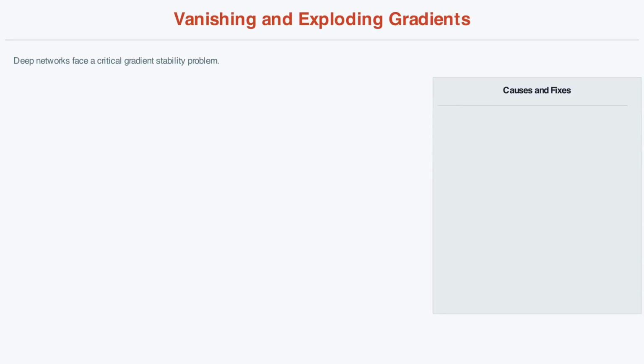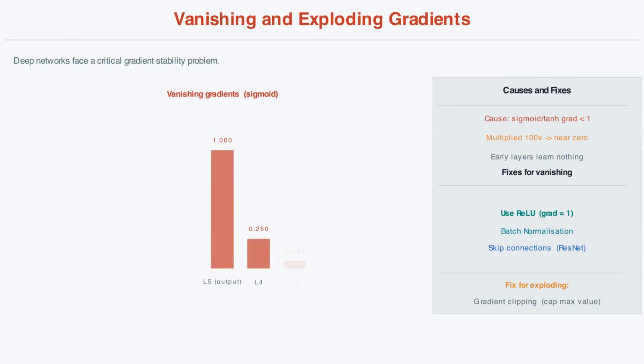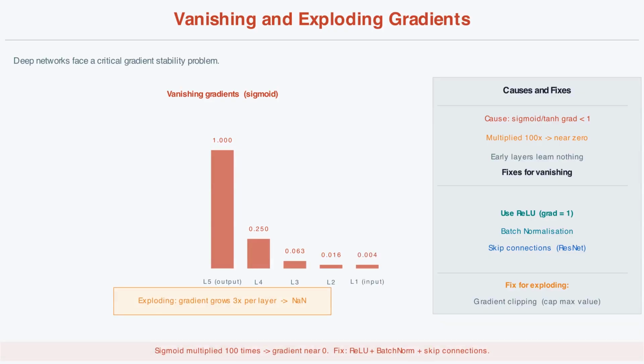Vanishing gradients are not just a mathematical curiosity, they break training. With sigmoid activations, the gradient at the first layer of a 100-layer network is roughly 0.25 to the power of 100, essentially 0. The first layers receive no gradient signal and never learn anything useful.